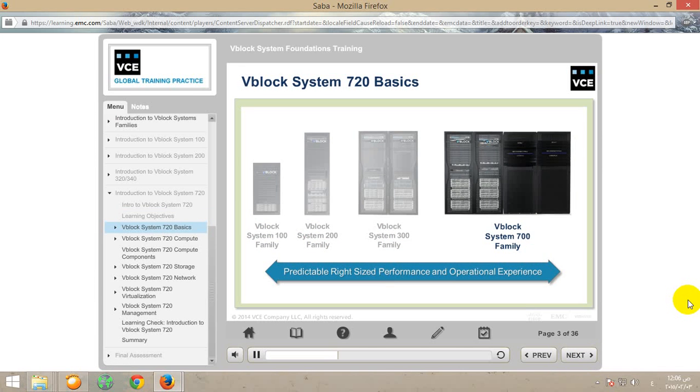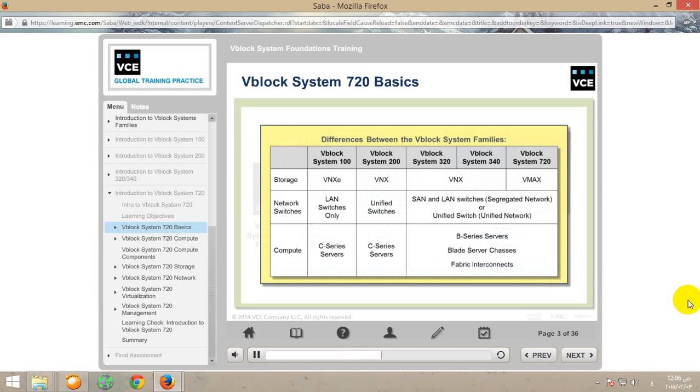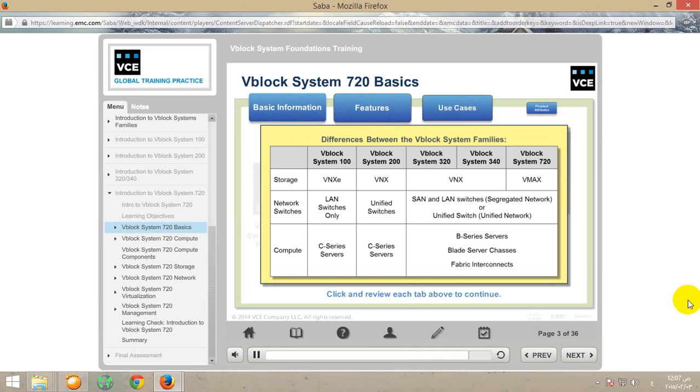The V-Block System 720 components are similar to the V-Block System 320 and V-Block System 340, with the most significant difference being in the system storage. For networking, the V-Block System 720 offers both segregated and unified networking, and it uses the same UCS compute components. However, the V-Block System 720 uses only the EMC VMAX storage products that you have learned about earlier in the storage section. You will learn here that there are 3 different EMC VMAX products utilized for the storage in V-Block System 720 models.